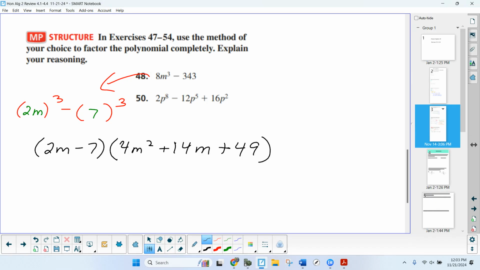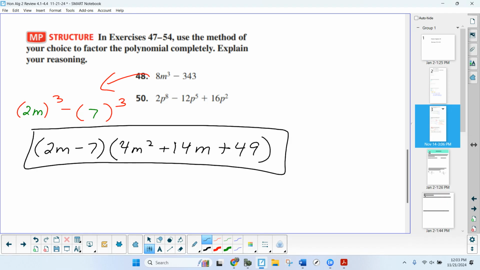This is always not factorable. The binomial, you have to check, but it's linear, so you're done. You do have to know the sum and difference of cubes formula for the quiz tomorrow. And then 50, are you guys good?